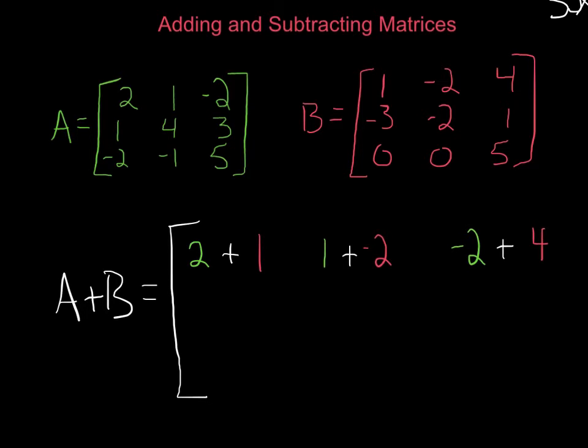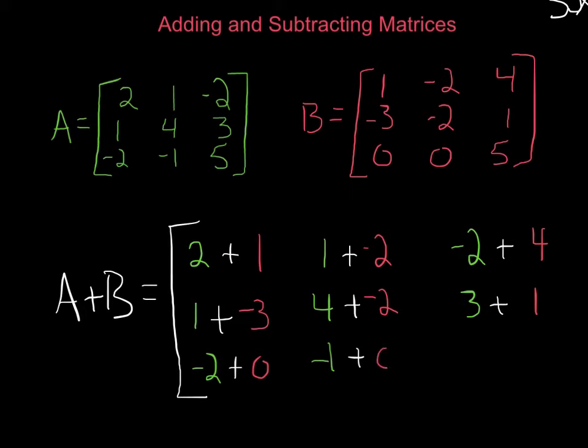And now I'm going to go to the second row. So I'm going to start on this row, and I'm going to add across the row, corresponding elements: 1 plus negative 3, 4 plus negative 2, 3 plus 1. And then now I'm going to go to the last row, so negative 2 plus 0, and negative 1 plus 0 again. And then now I'm going to do 5 plus 5.